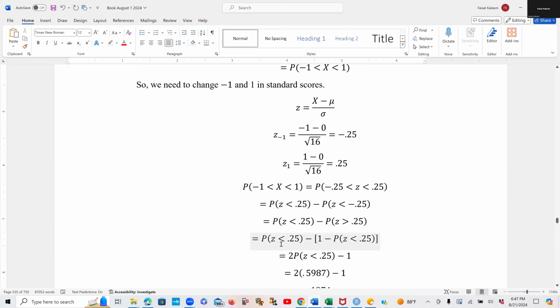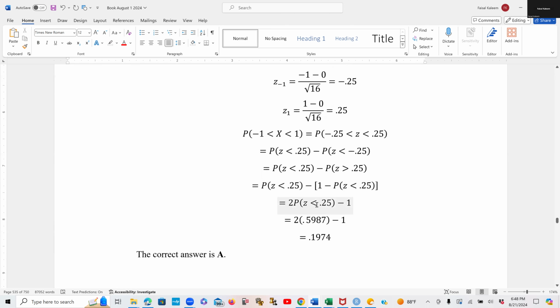So probability Z less than 0.25 minus this part is 1 minus less than 0.25. And when you distribute this negative, this is -1 and this becomes plus Z less than 0.25, so it gets added with this one. So you have two of these. This is Z less than 0.25, and then the -1 comes from here. And now if you look in the tables, corresponding to 0.25, you will find a probability of 0.5987. And therefore, 2 times 0.5987 minus 1, and that's 0.1974. That's choice A.